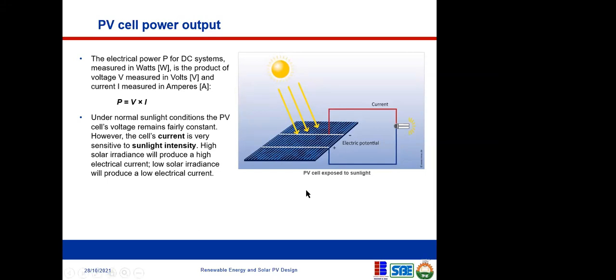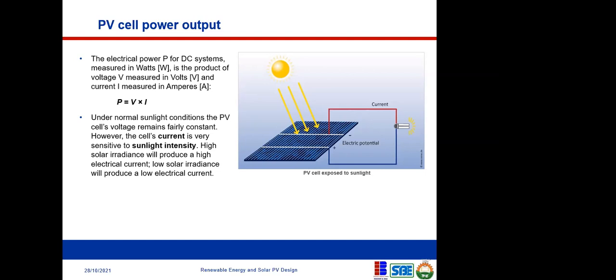Okay, so now let's take it further. Higher solar irradiance will produce a higher electrical current. Amperage is current, take note. So if you have a higher current, then you have higher power output, keeping the voltage constant.